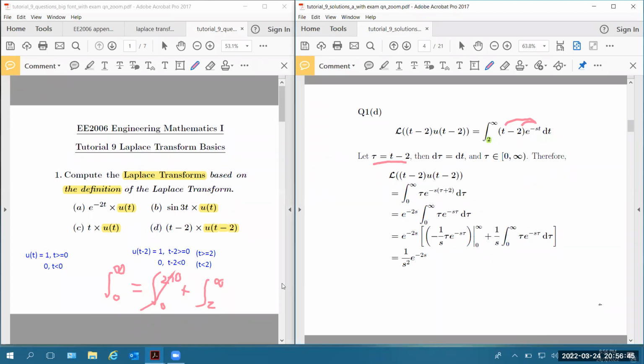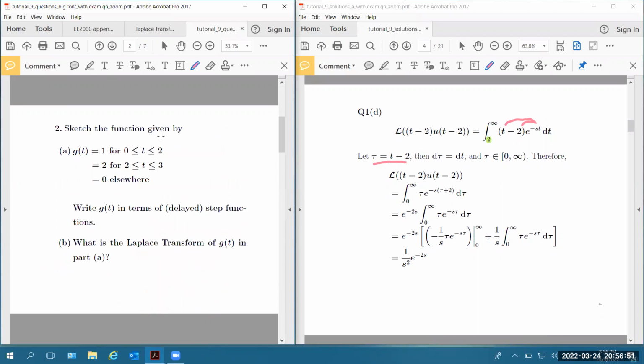Okay, so now we go to the next question. Okay, here is the next question. So here we want to sketch the function given by this. All right, so this is 1 for t from 0 to 2, 2 for t from 2 to 3, and 0 elsewhere. So I think this one sketch no problem. And then after that, we want to write g(t) in terms of delayed step functions.